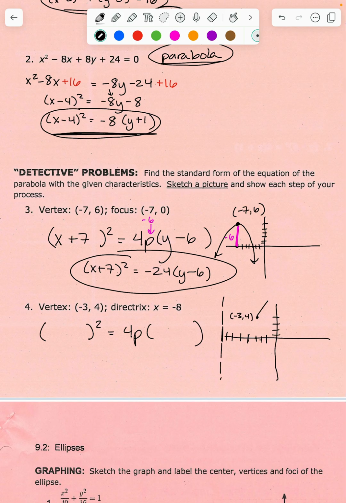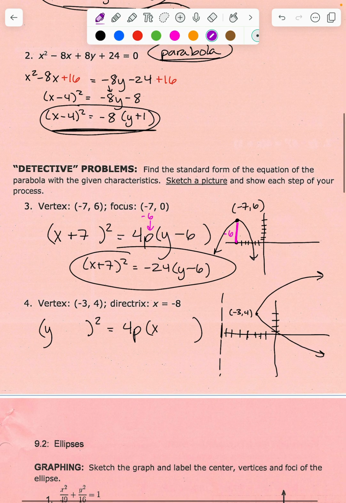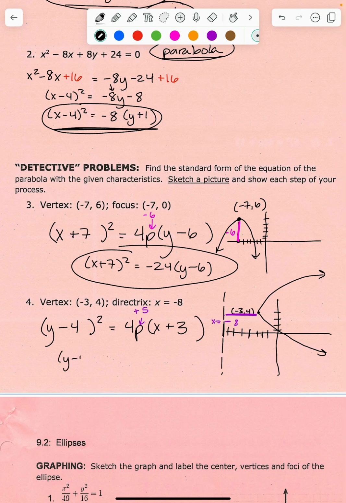X is -8, which means that it opens forward, which tells me two things. One, y is squared. X is not. And the other thing it tells me, since it's forward, is that P is going to be a positive number. I'm going to fill in the vertex. This is a -4. This is a +3. P is the distance, this distance here. This is -8. So the distance from -3 to -8 is a 5. So y minus 4 squared equals 20 times x plus 3.